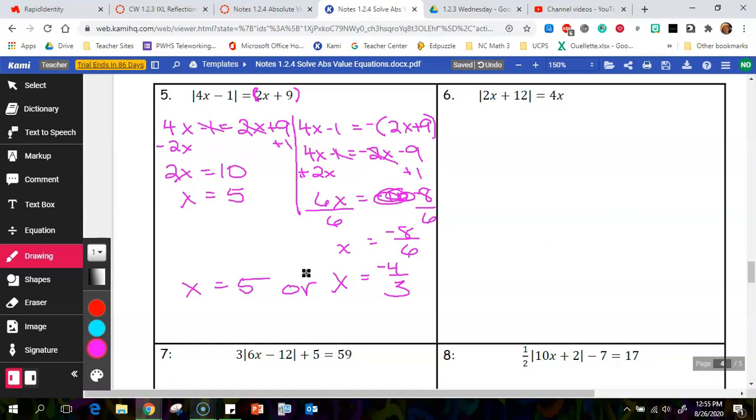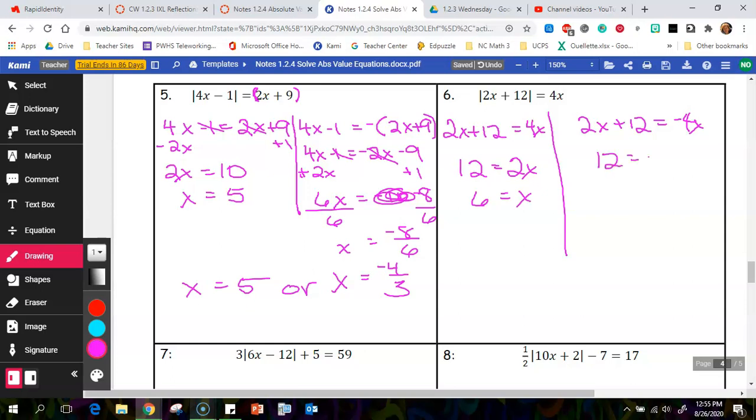Okay, so again, my absolute value is isolated, so I can set up my 2 equations. 2x plus 12 equals 4x, and 2x plus 12 equals -4x. Here I'm going to subtract the 2x over here. So 12 equals 2x, and x equals 6. That's going to be 12 equals -6x, -2. So x equals 6 or x equals -2.